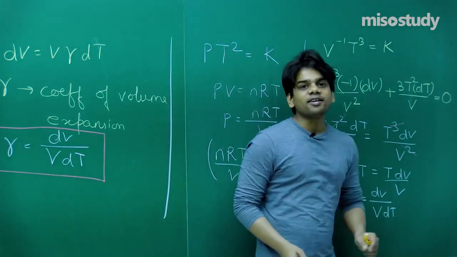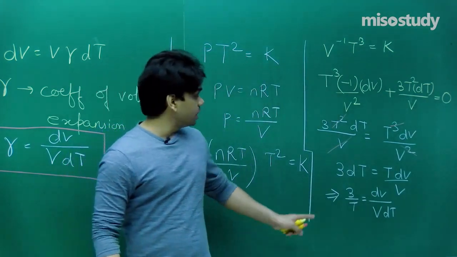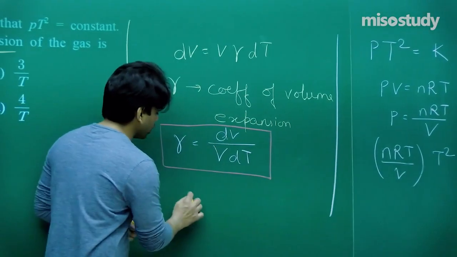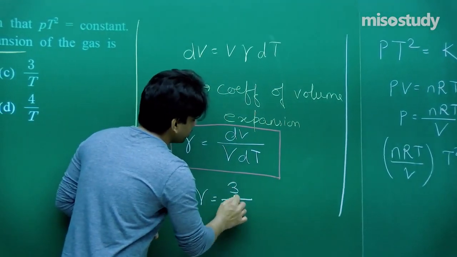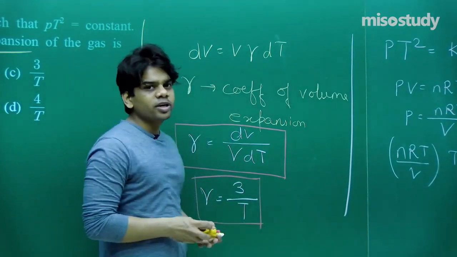dV by V dT, that is the coefficient of volume expansion. So dV by V dT comes out to be 3 by T. That's a temperature dependent term, 3 by T. So gamma will come out to be 3 by T. That's the required result. Let's check with the given options.